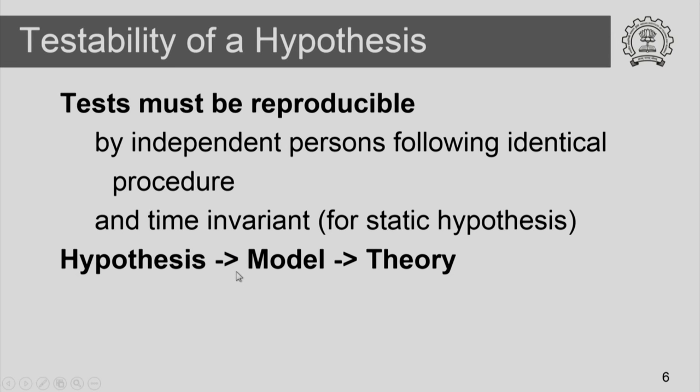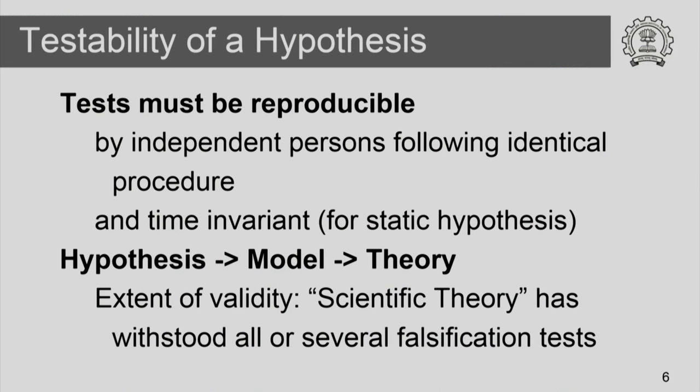Now, once you have validated your hypothesis by conducting tests, and not only you, but multiple people, multiple groups at different times have tested predictions based on certain hypotheses or models developed from this hypothesis, what happens gradually is that such well-tested, time-tested hypotheses or models grow into a theory. A scientific theory is nothing but a set of models or set of hypotheses that have withstood all or several falsification tests. The tests that we devise to check the predictions are called falsification tests, and a scientific theory is one that withstands many, many such falsification tests through different researchers, through different research groups at different times.